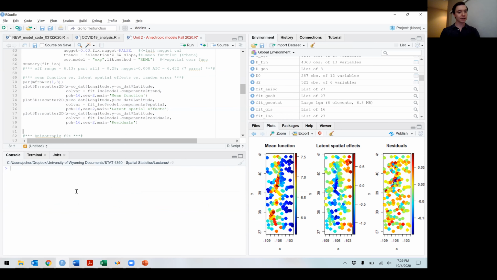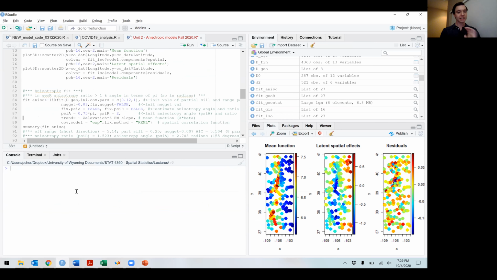Let's do anisotropic. It works the same way except for these two lines, where now we say fixed psi A is the angle, fixed psi R is the ratio. We say false. We don't want to fix them anymore, we want to estimate them. Now we have to give good starting values. How do you provide good starting values for your anisotropy parameters?